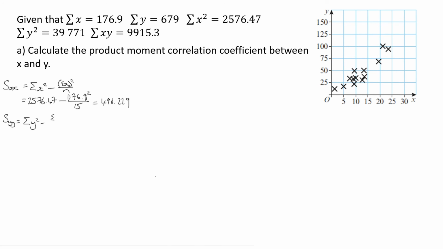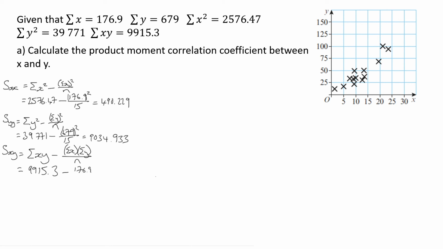We'll do exactly the same thing for the S of YY. So the sum of Y squared, subtract the sum of Y squared over N, substitute those values in, just punch those into our calculator. We get 9,034.933. Finally, for the sum of the products, so that's S of XY. And the formula here is the sum of XY minus the sum of X times the sum of Y all over N. Substitute those values in, and we get the third value that we need to calculate the correlation coefficient.